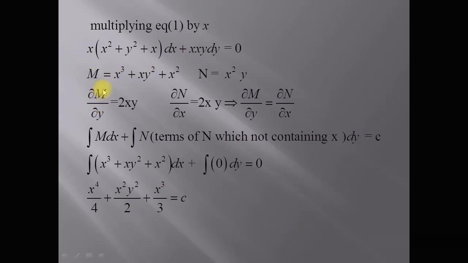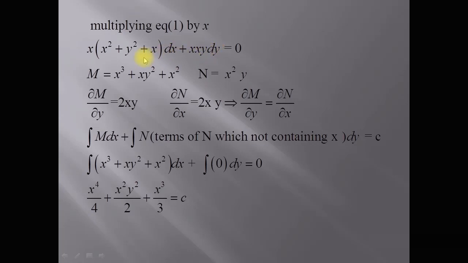Now to check whether this new differential equation is exact, take the partial derivative of the M function with respect to y. Here x cube is treated as a constant term, and x square is also treated as a constant term, so the derivative of each is 0. So the partial derivative of M with respect to y is equal to 2xy. Similarly, the partial derivative of N with respect to x is equal to 2xy. Since these two partial derivatives are equal, this new differential equation is an exact differential equation.